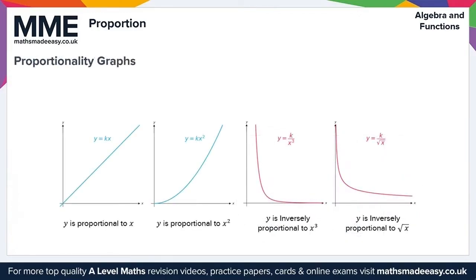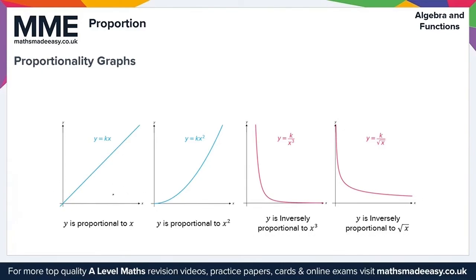And finally, moving on to proportionality graphs. We have 4 examples here that we need to be familiar with, but we also need to be familiar with the general shape of these graphs. To start with, we have 2 examples here for direct proportion represented by the blue graphs, and we have 2 examples of inverse proportion represented by the red graphs.